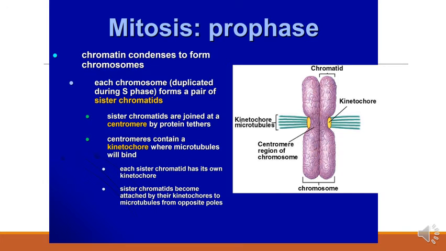Here you can see the kinetochore, microtubules, and centromere region, and these two collectively are called chromosomes. Each sister chromatid has its own kinetochore. Sister chromatids become attached by their kinetochores to microtubules from opposite poles.